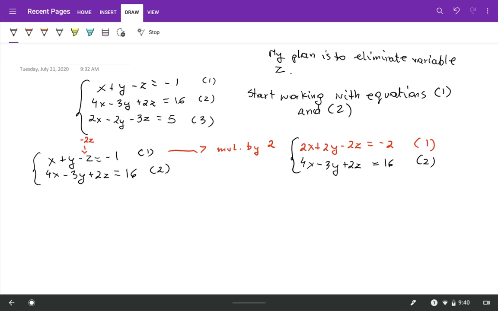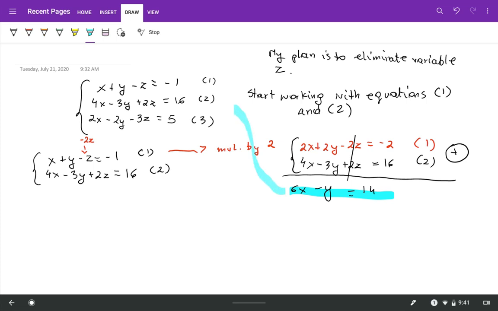Now when we have opposite coefficients in front of variable z, we're going to add the equations together. And we will end up with 6x minus y equals 14. Okay, so save that. Later, we're going to replace equation 2, because we added equations 1 and 2, with this: 6x minus y equals 14. Okay, now what I'm going to do next, so I will say that's first.